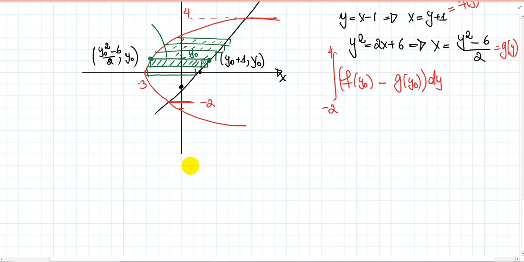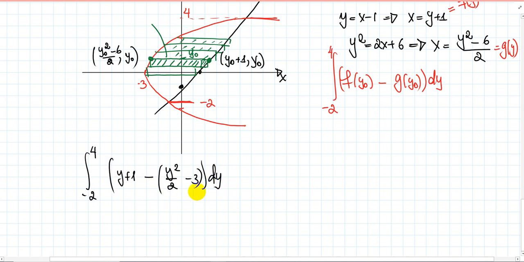So let's do this. This will be the integration from minus 2 until 4. So f of y is y plus 1, minus g of y, which is y squared over 2 minus 3, right? We need to integrate this from minus 2 until 4. So let me simplify everything: y plus 1 minus y squared over 2 plus 3. We integrate this with respect to y.